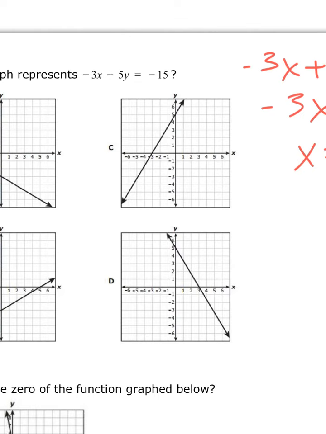Do you have to solve it or no? No, if you graph it instead, that's fine. I'm just trying to give you multiple options.